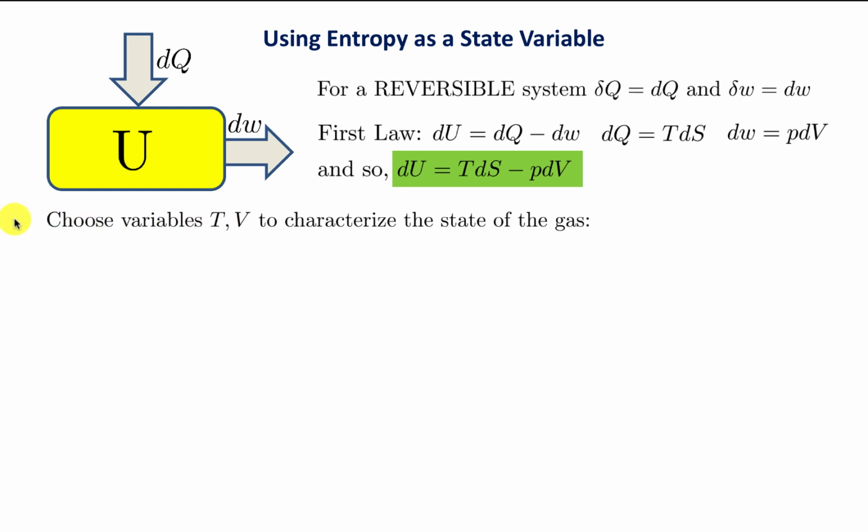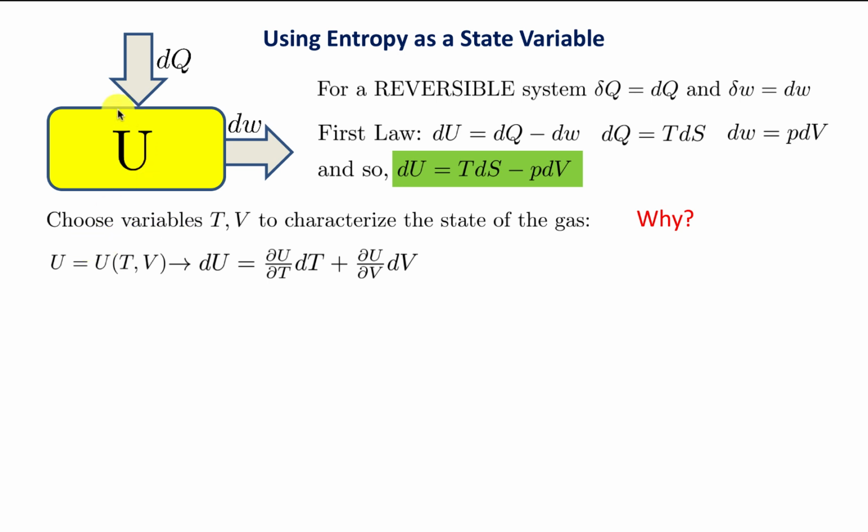Now let's choose as independent variables T and V to characterize the state of the gas. Of course, you can ask, could I have taken a different set of variables? Yes, we could have taken P instead of T over here, or we could have taken P and T. So obviously there's a matter of choice, but T and V are perfectly good variables to characterize the state of the gas.